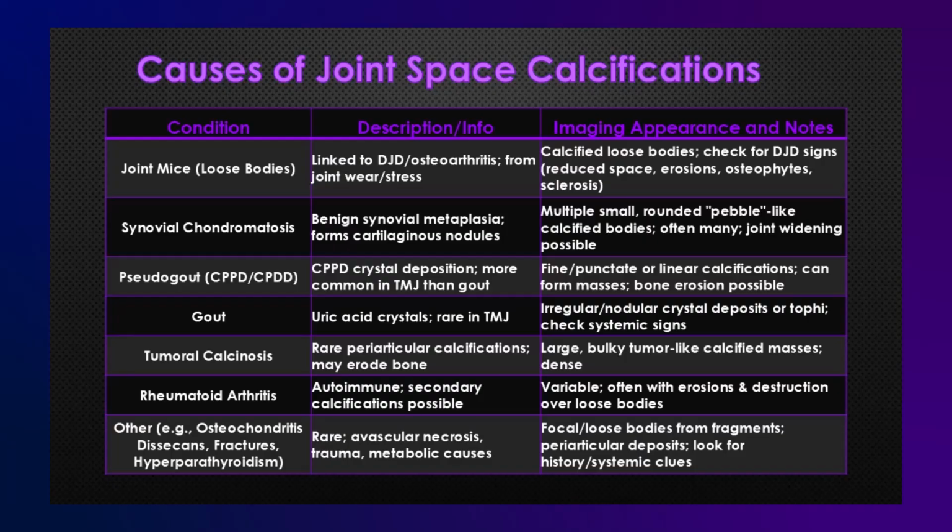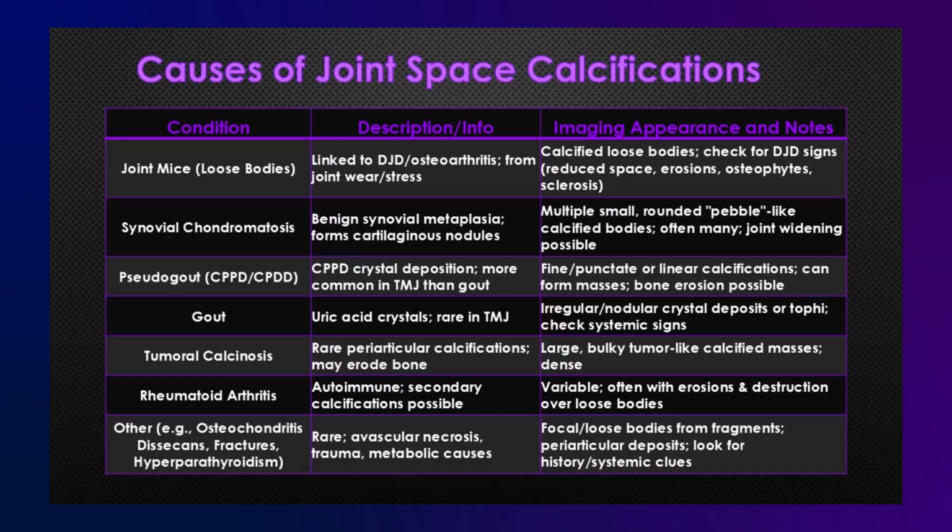Gout itself, as I said, is somewhat rare in the TMJs. And the only real difference you need to know between CPPD is uric acid deposits. And so pseudogout affects more peripheral joints. Remember the big toe, the knee, those are kind of common locations. And the rest of those items in the table are much less common, but it's still worth knowing if you're reviewing CBCTs.